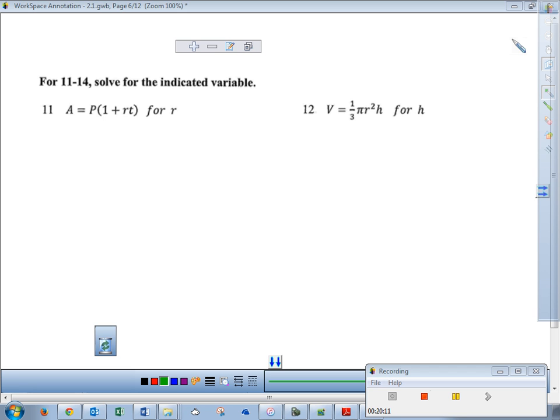Number 11, solving for r. R is inside the grouping symbols. Why don't we get rid of this times p first? I don't really want to distribute that p through. Why don't we get rid of the times p by dividing by p? What's left is 1 plus rt.